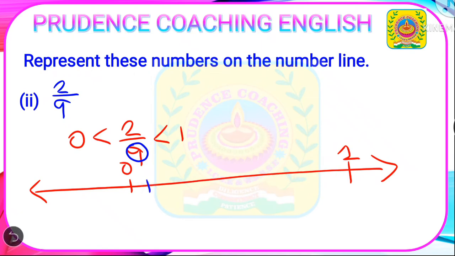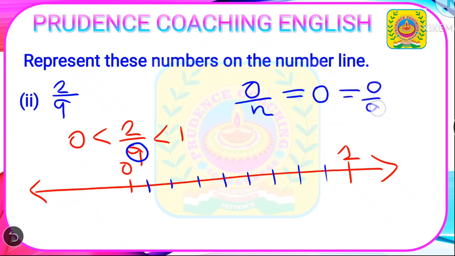So this will be 1, 2, 3, 4, 5, 6, 7 and 8. So these are the 8 equal parts, and this one is 0. We know 0 by any number is equal to 0. So if we write 0 by 9, as the denominator is 9, in every case where we are going to represent a fraction, we will mainly look at the denominator and make the adjustment according to it. So here the denominator is 9, so this will be 0 by 9, because 0 by any number is 0.